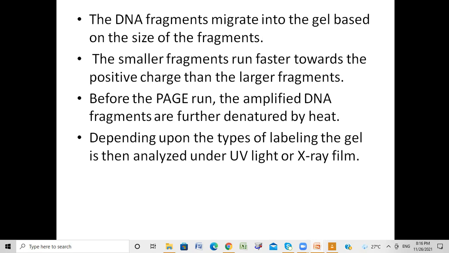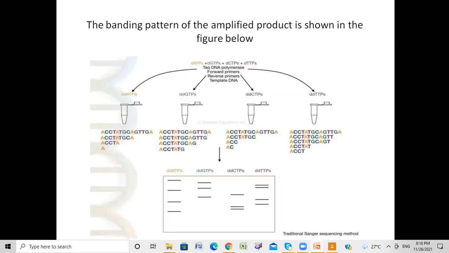So before the PAGE run, the amplified DNA fragments are further denatured by heat. Then, depending upon the type of labeling, the gel is analyzed under UV light or X-ray film. If it is fluorescent, then we look at the color; if it is a radiolabel, then we have to look at the X-ray film.